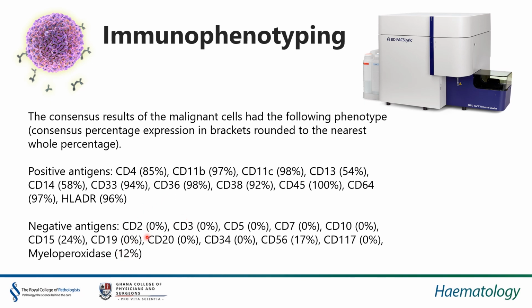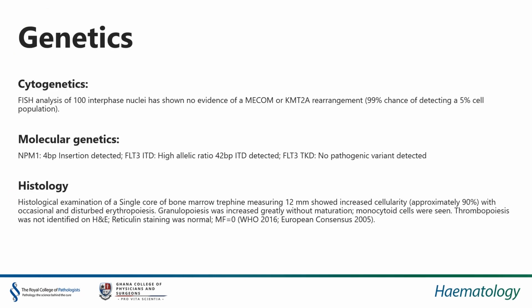So our colleagues in the genetics lab have done some FISH analysis. They've looked at 100 interphase nuclei, which showed no evidence of MECOM or KMT2 rearrangement. However, the molecular genetics did find a 4 base pair insertion of NPM1, mutated AML, pardon me, with also a FLT3 ITD with a high allelic ratio.